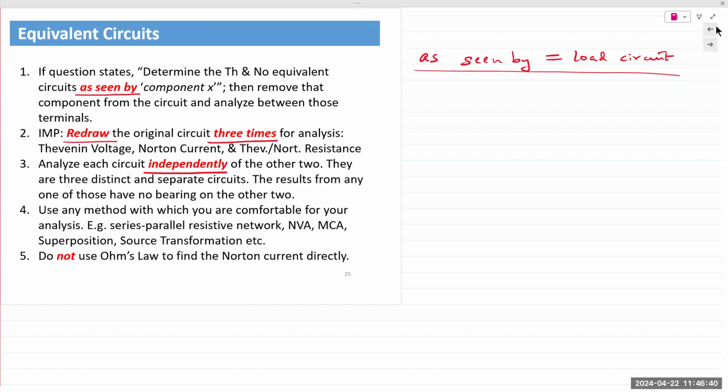Any questions? Yes. Because I don't want you to. I want students to learn how to find or determine each quantity independently.